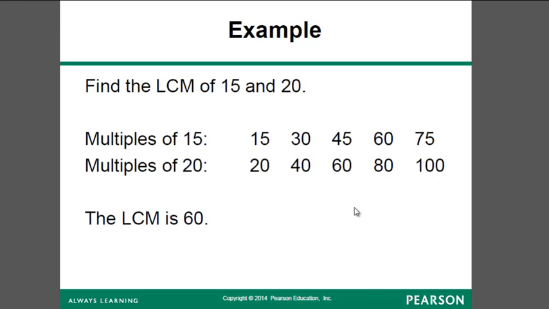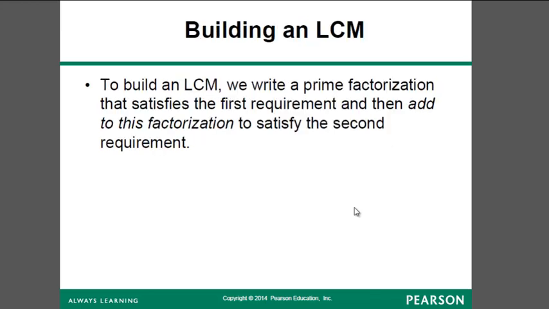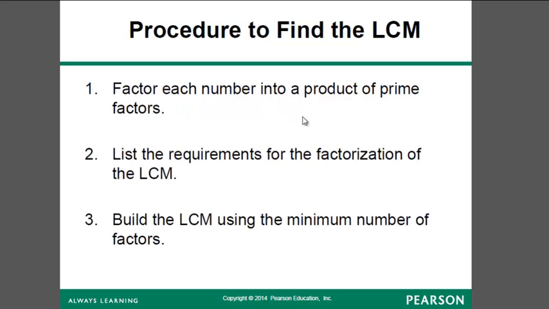There are several different ways to build what we call the least common multiple. One way is through prime factorization. We first write a prime factorization that satisfies the first requirement and then add the factorization to satisfy the second requirement. What we want to do is factor each number into a product of prime factors, list the requirements for the factorization of the LCM, or least common multiple, and then build the least common multiple using the minimum number of factors. Let's look at what this means.